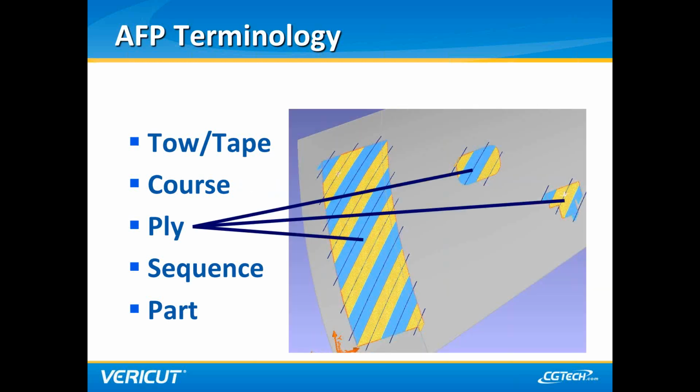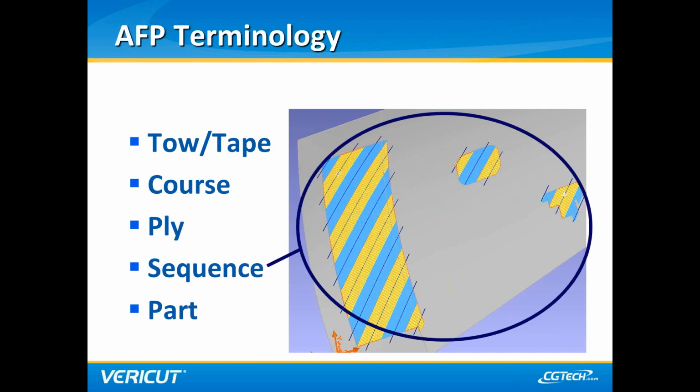A ply, which we can see in the diagram here, there are 3 of them pointed out, is an area of composite material laid on a form which is defined by a closed boundary. So here we have the 3. One thing to note is that these boundaries shouldn't intersect or overlap.